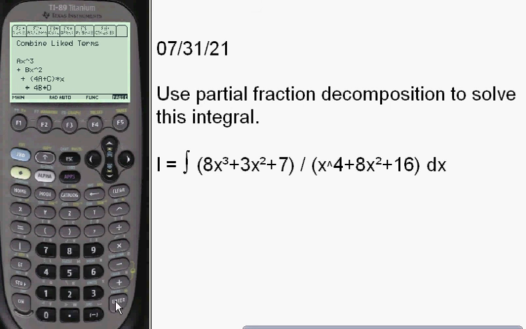It's all here. We combine like terms. Turns out to be ax cubed plus bx squared plus (4a plus c)x plus (4b plus d). Okay. Now we take the coefficients of the numerator on the left and then match it with the right side. So we have 8x cubed here is equal to ax cubed. So then a has to equal 8. All right. Same thing with 3x squared equals bx squared. So b is equal to 3.